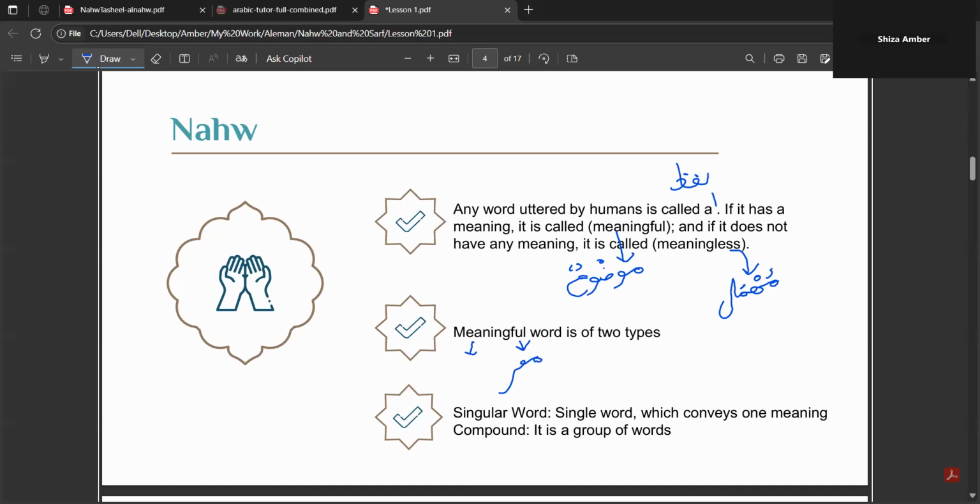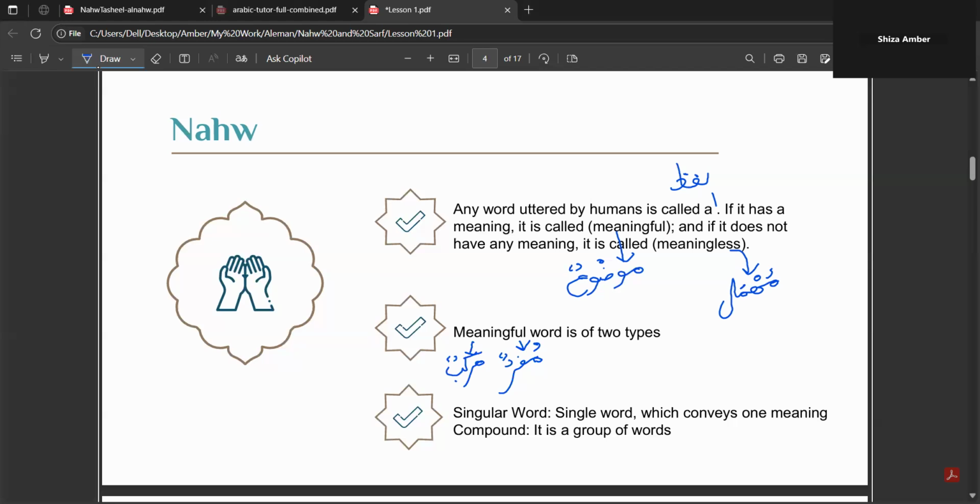Writing it as well. I hope you guys are copying it because this is not written in these slides. So I'm adding it in my slides as well, and I want you to copy it as well. Mufridun, and the other one is murakkabun. Mufridun and murakkabun. And by this, what I mean, you'll automatically understand when I explain the meaning.